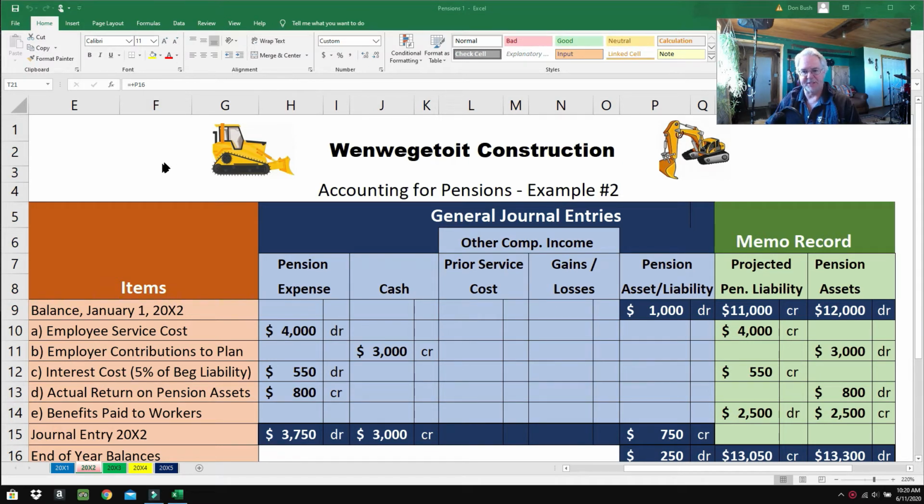For instance, the balance January 1st, 2002, where did we get these numbers? Well, these were the ending balances from example 1. So this example just carries over.